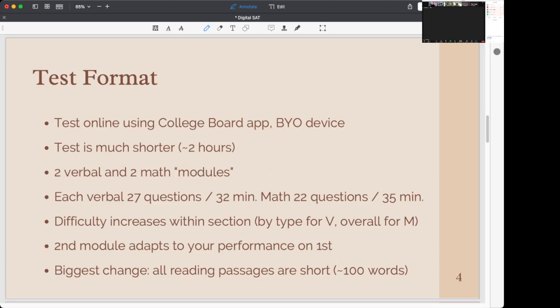What would be a reason for somebody to choose the ACT over this nice, shorter test? Obviously, this is going to be very appealing. College Board, it's a good move on their part, get their revenues up. But what would an argument be for somebody to take the ACT anyway?